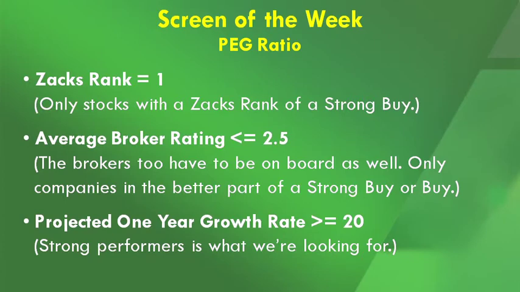Then we're looking at the average broker rating. It has to be less than or equal to 2.5. The brokers have to be on board, and we're only looking at companies in the better part of a strong buy or buy. We also want the growth rate to be strong, since that's part of this calculation. We want strong performers, and greater than or equal to 20 is a great signifier of that.